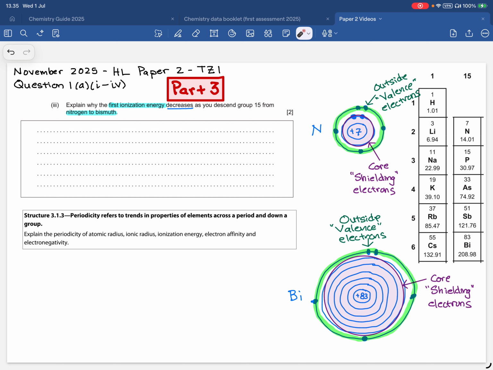So the first mark is going to be basically what is first ionization energy and what accounts for the decrease. And the second is going to be the explanation of the mechanism behind that. Okay? So I would start with what is first ionization energy. First ionization energy is the removal of a valence electron.